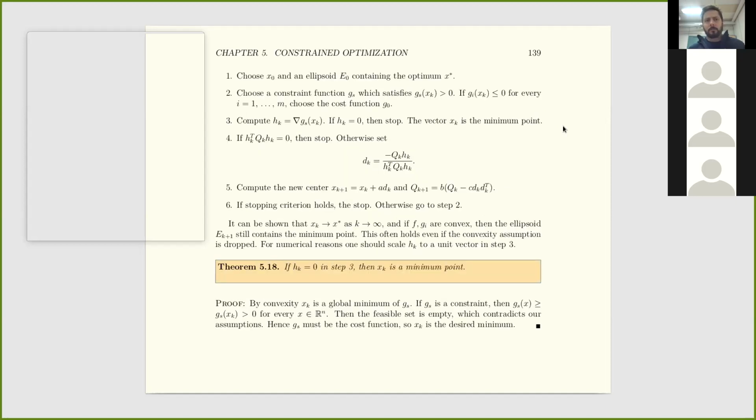So first of all, originally, we must make sure that the ellipsoid contains the optimum. This may be tricky, but one way to do it is to make it big enough to contain the whole feasible region. That's one way.